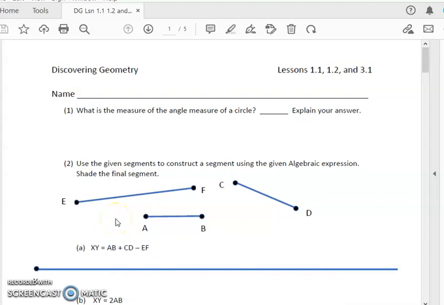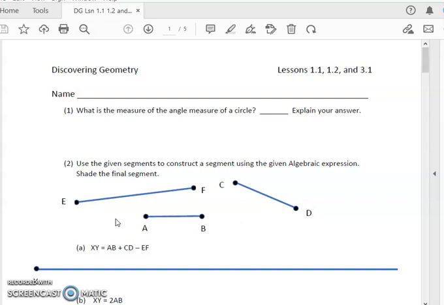Alright, so the first question is asking, what is the angle measurement of a circle? And explain your answer. Depending on the activities you complete in the class, you might give this explanation a little differently, but the actual answer, whether you did this with pattern blocks or through a discussion about the different classifications of angles, is the same in both situations.